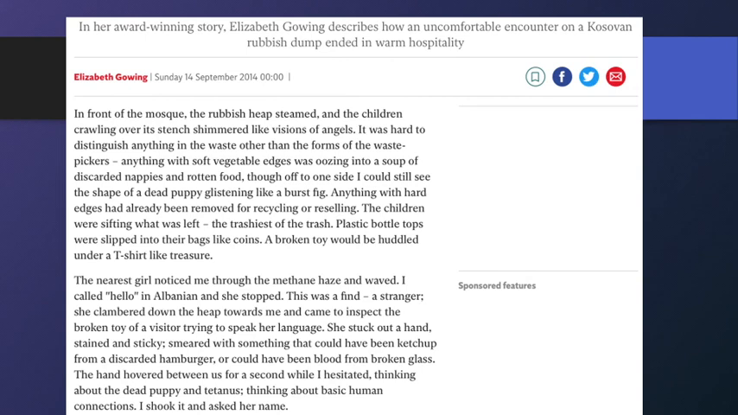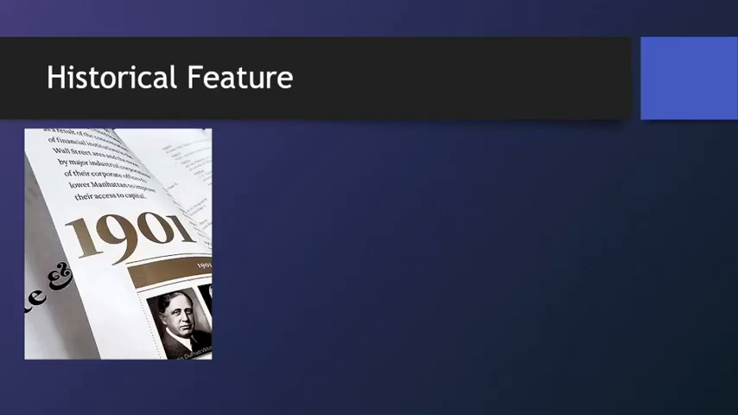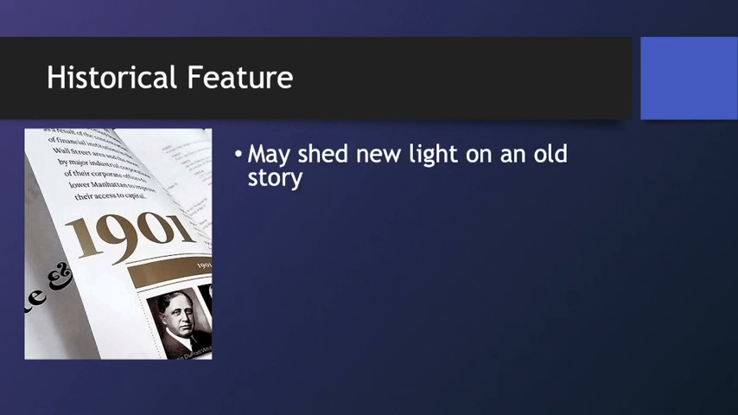So you can definitely see how descriptive that is, and that is an anecdote. That's a short anecdote at the beginning of the story. Okay, on to historical features.